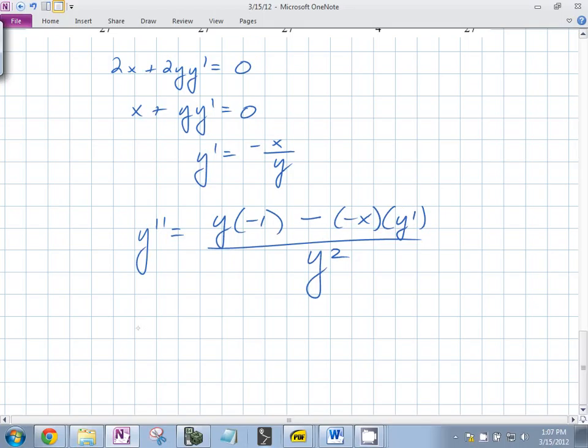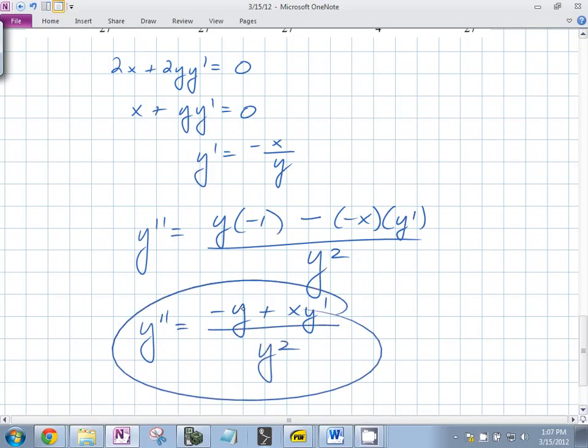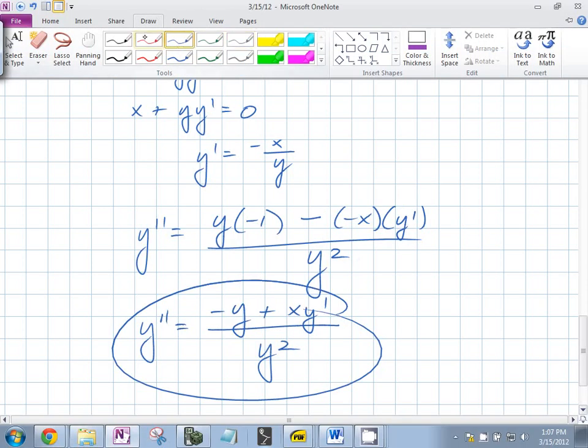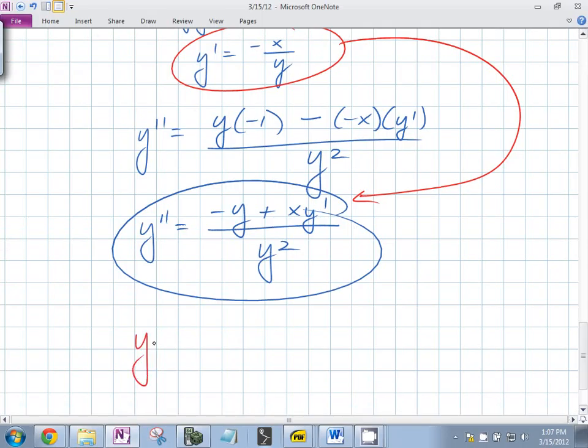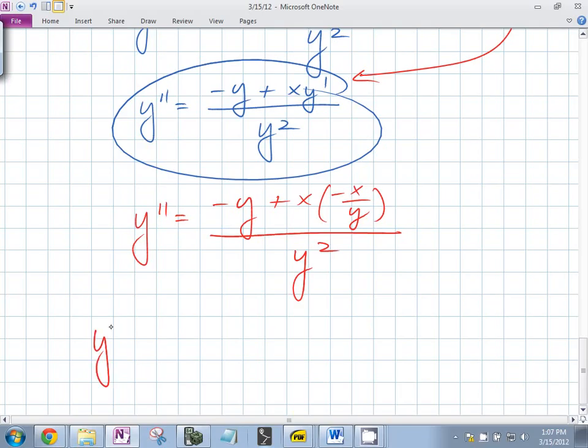So we simplify this. You get y double prime is equal to negative y plus x y prime all over y squared. There's something in there that we don't want, though. We don't want y prime, but do we know what y prime equals? Yeah, we take this, we plug it in there, and you end up with y double prime is equal to negative y plus x times negative x over y, all over what? Y squared, exactly.